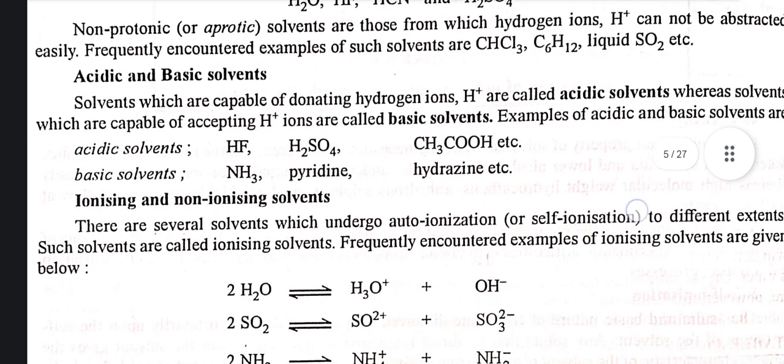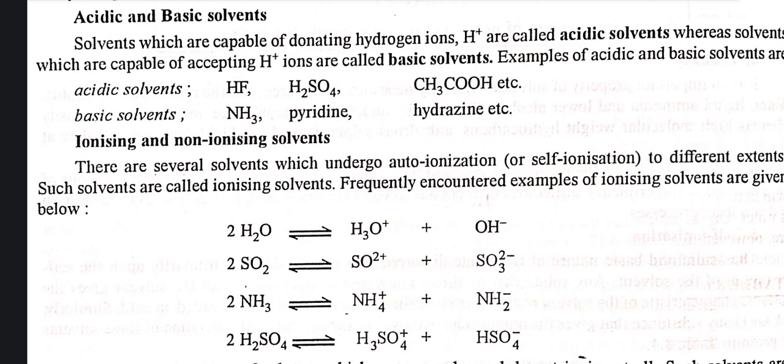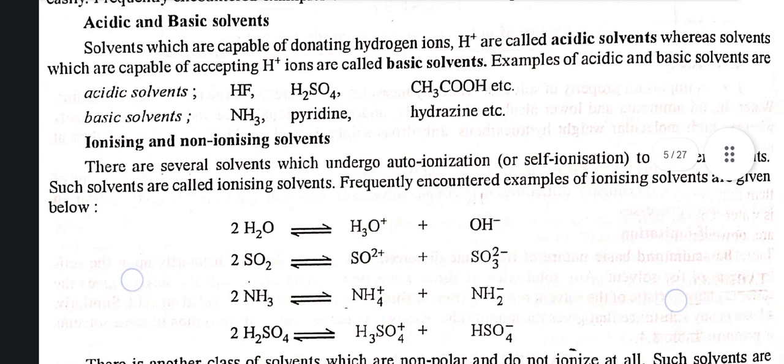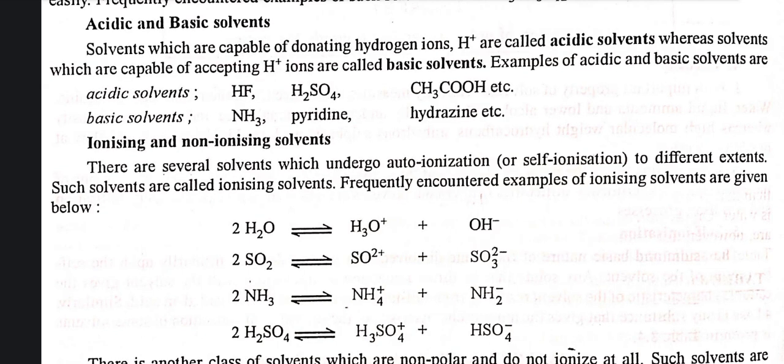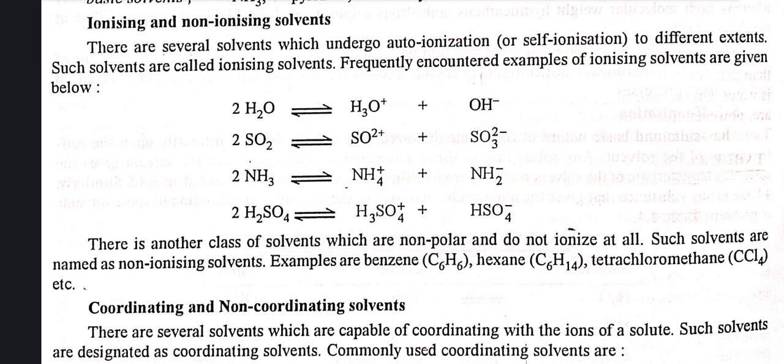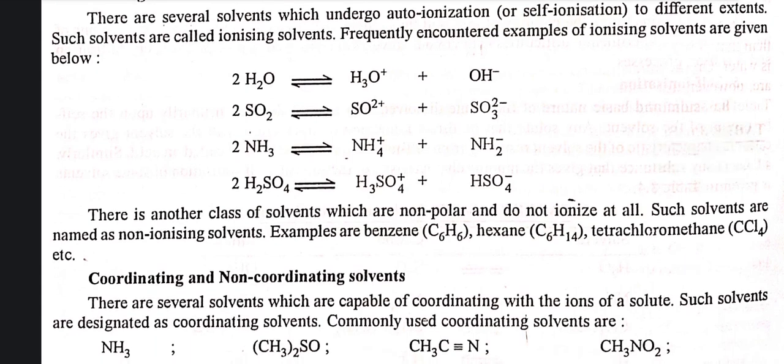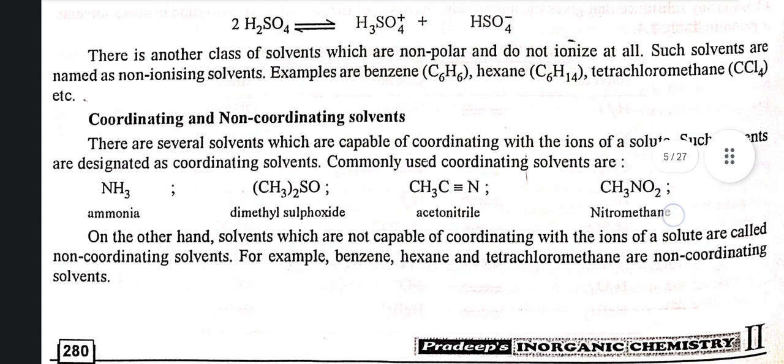Ionizing and non-ionizing solvents. There are several solvents which undergo auto-ionization or self-ionization to different extents. Such solvents are called ionizing solvents. Frequently encountered examples of ionizing solvents are given. There is another class of solvents which are non-polar and do not ionize at all. Such solvents are named as non-ionizing solvents. Examples are benzene, hexane, tetrachloromethane, etc.